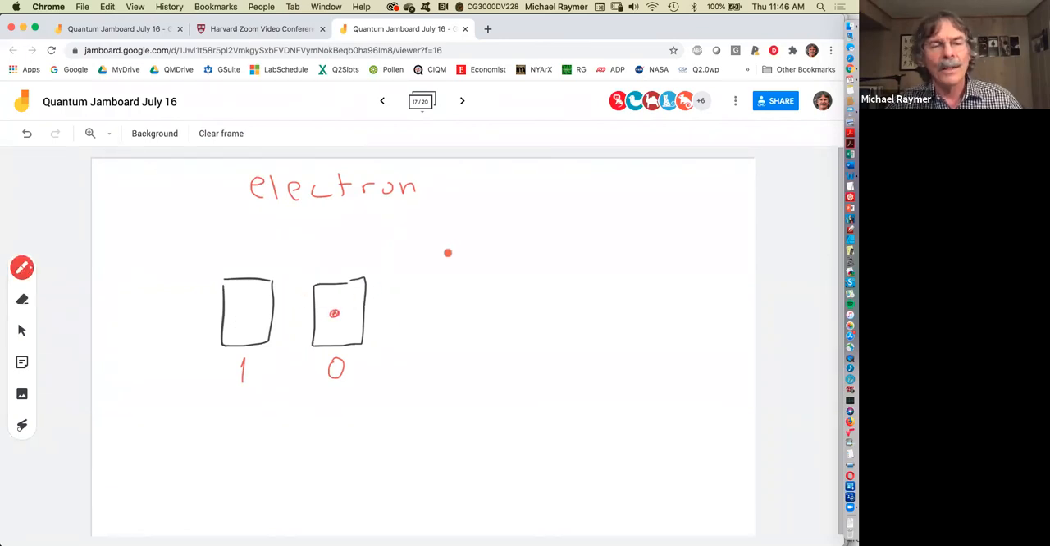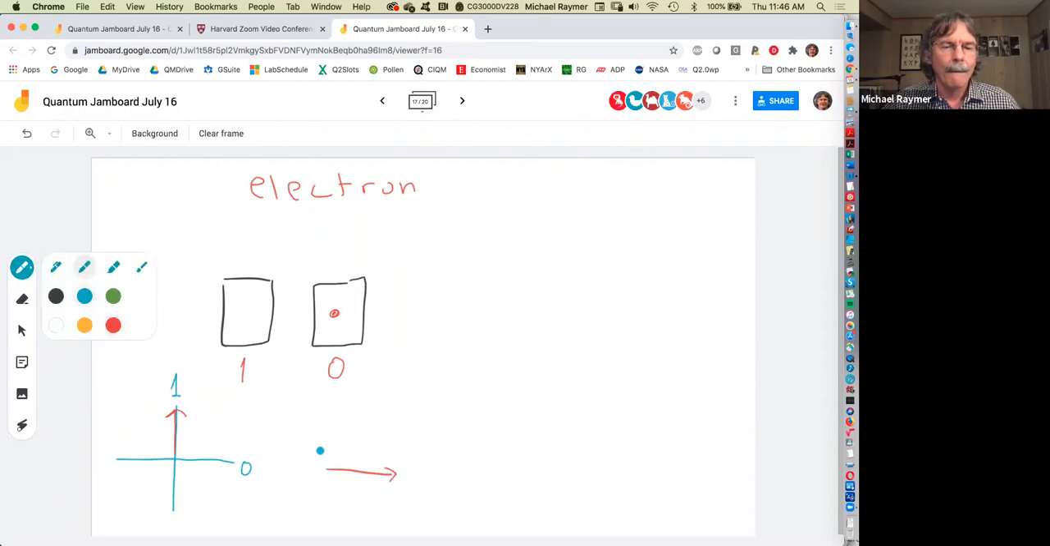But now you get the idea, right? Probably, that I can now make a purely mathematical representation of the situation here. I can say this is the 0 state, and this is the 1 state. And I can put my electron into the 1 state, or I can put it into the 0 state. Namely, prepare it into the 1 state or the 0 state.